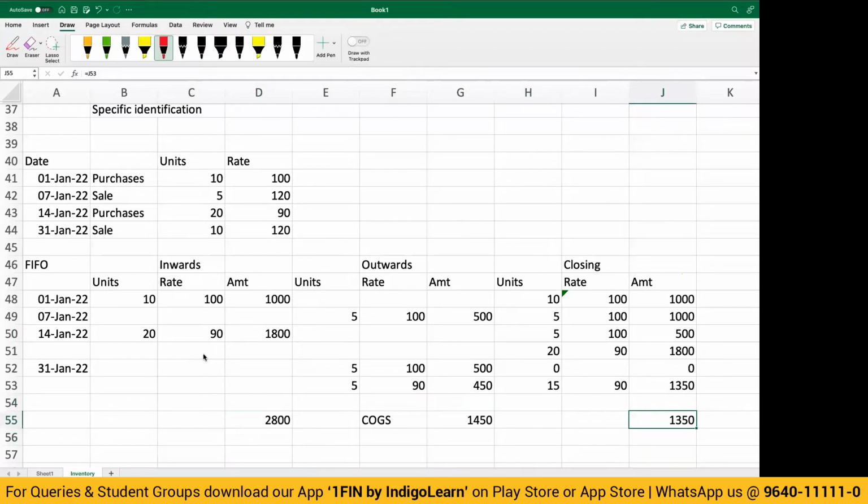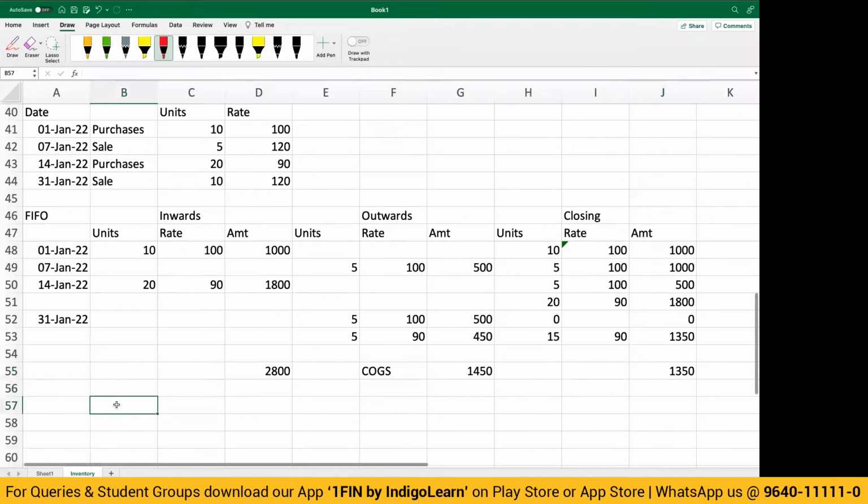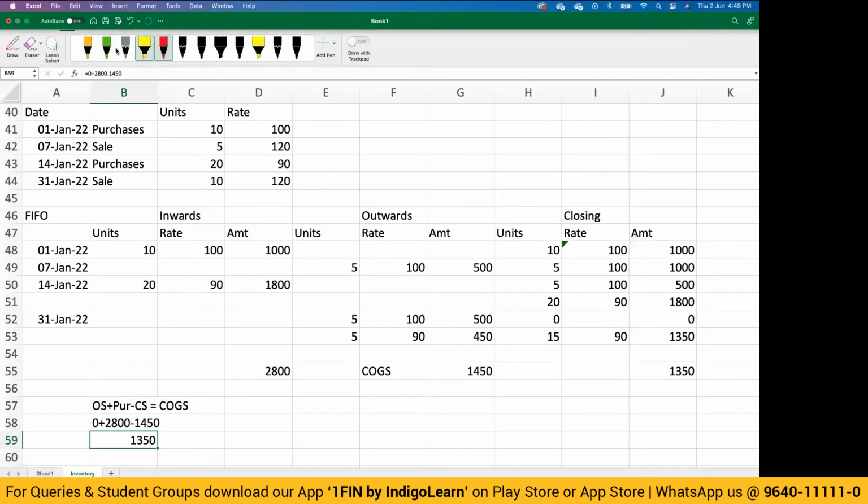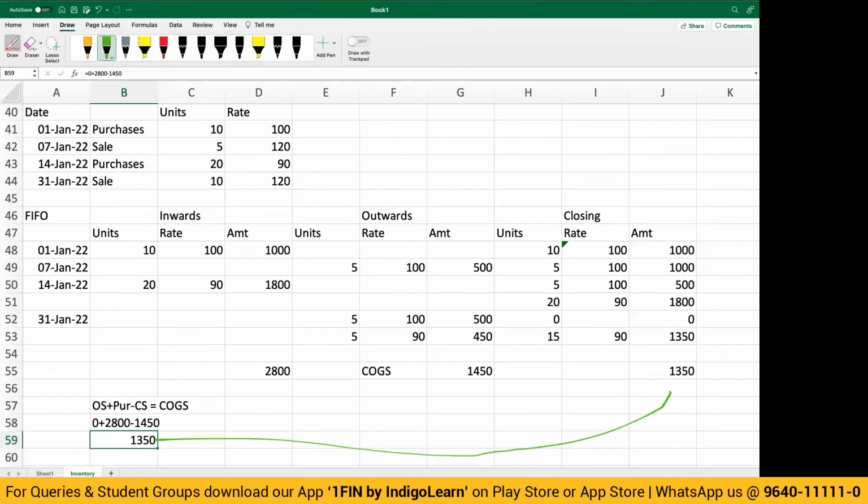Closing inventory. Do you remember the golden formula I gave you when we did NPO? Opening stock plus purchases minus closing stock is equal to cost of goods sold. Opening stock is 0 plus 2800 minus 1450. If I calculate this, it comes to 1350. So you can see this 1350 is the same as the inventory value here. Okay. Now same thing we will do with LIFO method.